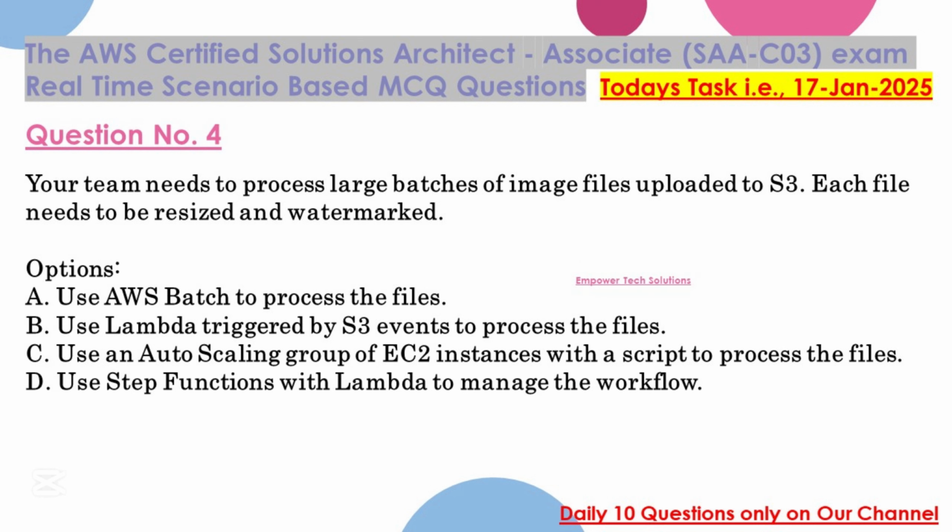Your team needs to process large batches of image files uploaded to S3. Each file needs to be resized and watermarked. Options: A. Use AWS Batch to process the files. B. Use Lambda triggered by S3 events to process the files.